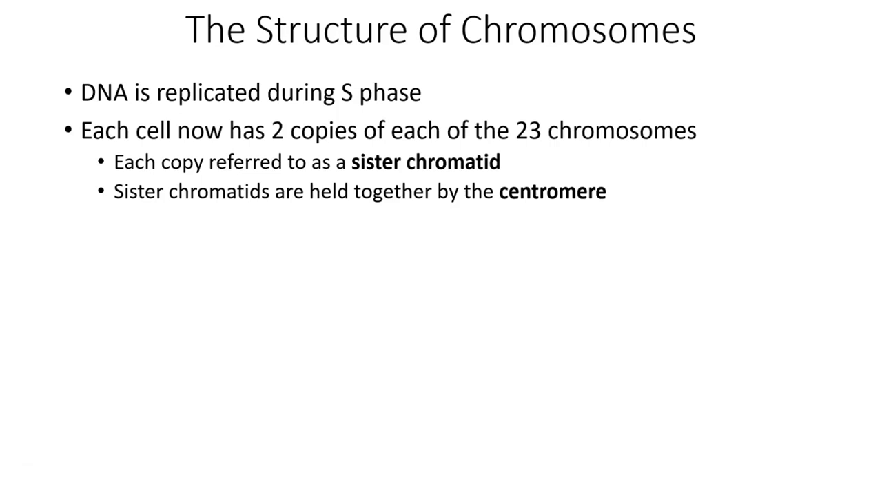So let's talk a little bit more about chromosomes. Again, we are replicating our DNA during that synthesis phase, giving each cell 2 copies of all 23 chromosomes. Each copy is referred to as a sister chromatid, so it is an identical copy. Sister chromatids are held together by centromeres, so we need to be able to link those together to keep them together initially until we are ready to split them into the 2 separate cells.